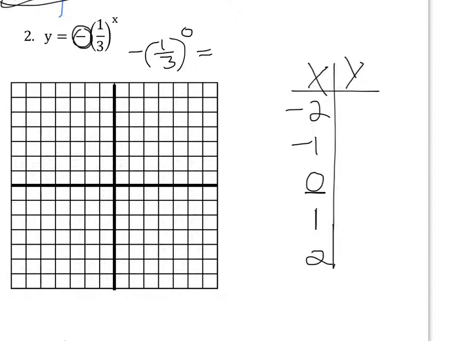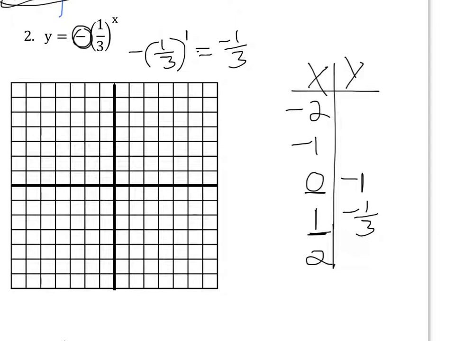So if I put the 0 in, anything raised to the 0 is 1, but since I have that negative on the outside, I drop the negative, so I get -1. So that's also the y-intercept. Let's see here, if I put 1 into x, I have -1/3 to the 1, which just gives us -1/3.